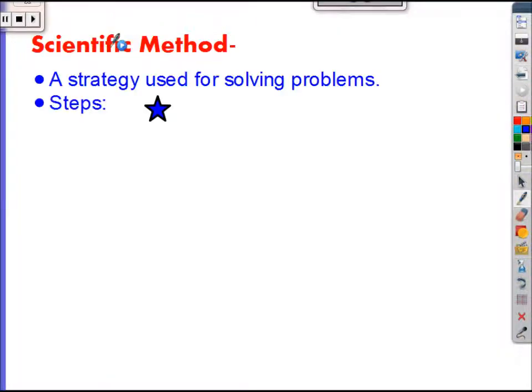So the scientific method is a strategy used for solving problems. It doesn't mean you have to use every step, every time, but it gives us a logical course of action to follow.